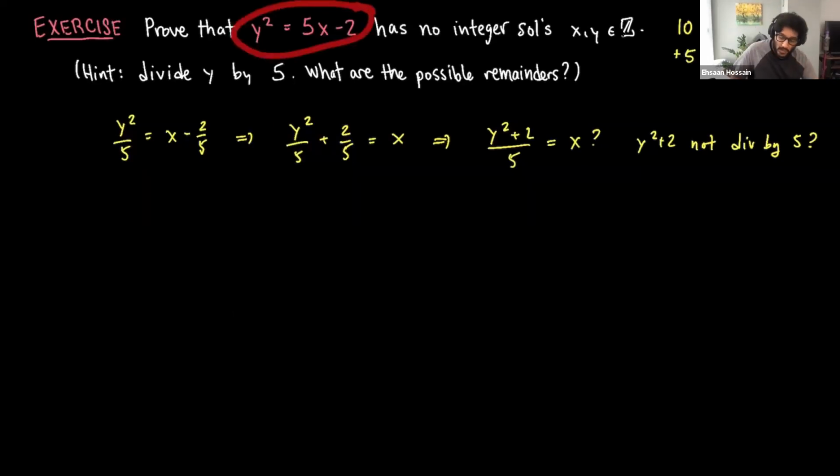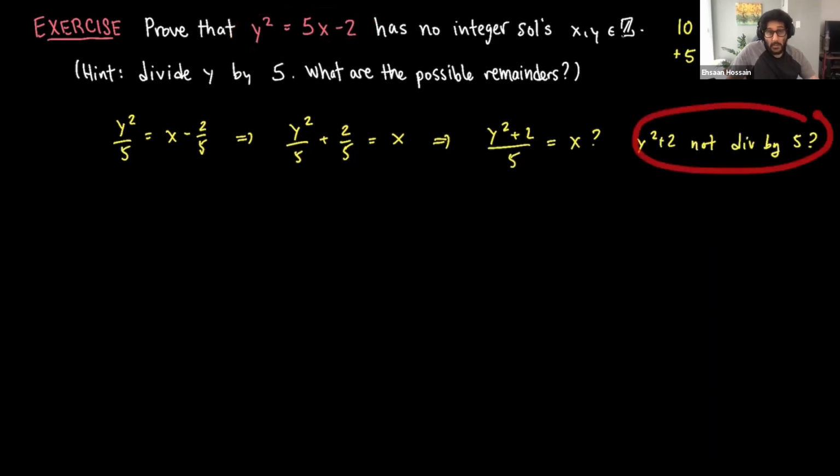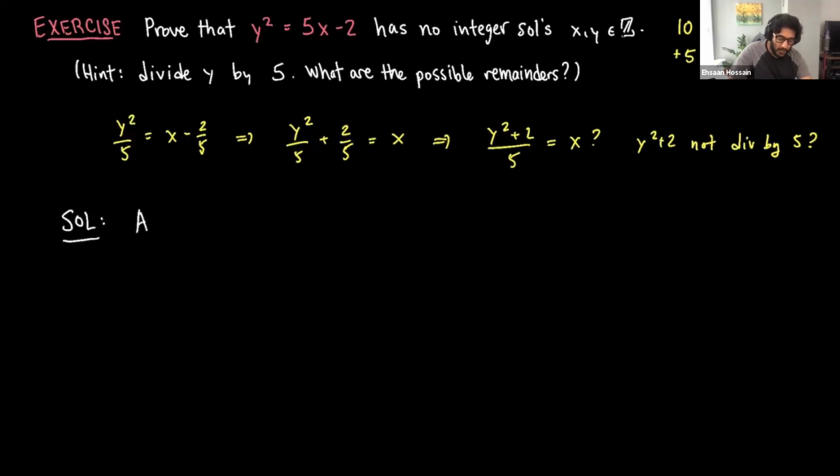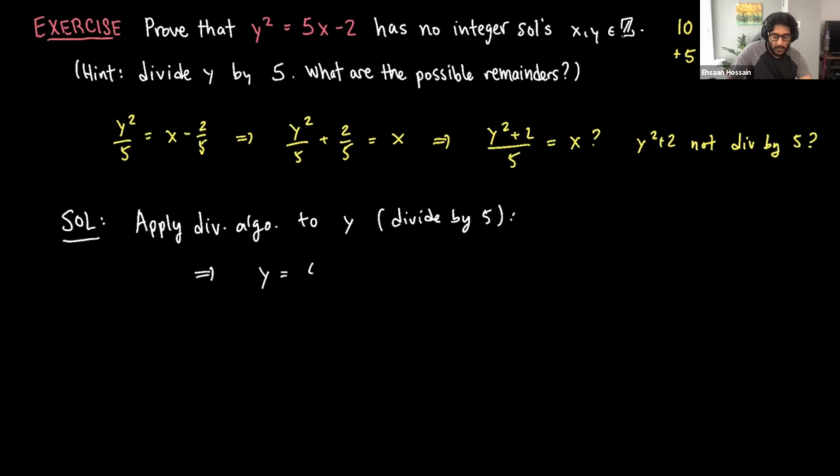So I like your approach. How do we show that y squared is not divisible by 5? That sounds like a good idea, right? So let's write it out. I think that's actually a good idea. That's going to go somewhere. So let's try like this, right? Divide by y, apply the division algorithm to y. So divide by 5. What does that mean? That means y equals 5 times q plus what?